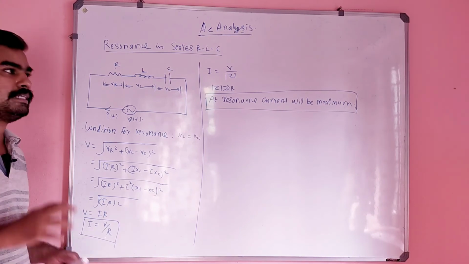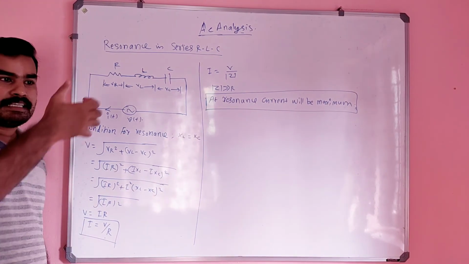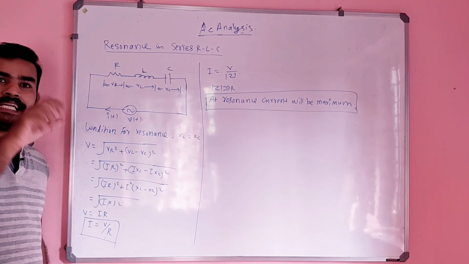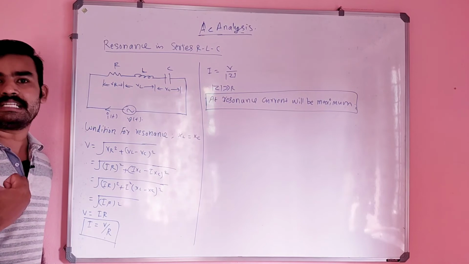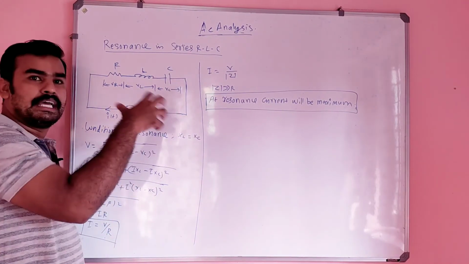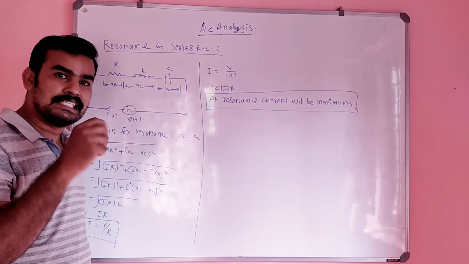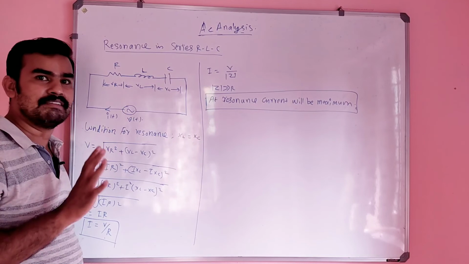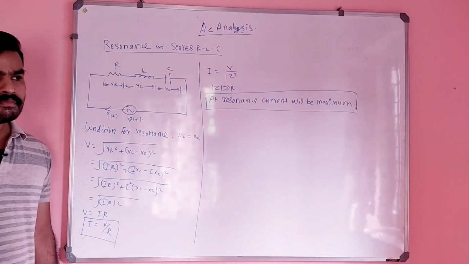This resonance circuit you can see in your tuning mechanism, radio tuning and all, no? Suppose you tuned for some value, then at that time the current will rush or be maximum, so that you can select your channel. You can select your radio channel and all. Where can you apply resonance? In tuning mechanism, channel tuning, etc. So at the resonance, current will be maximum.